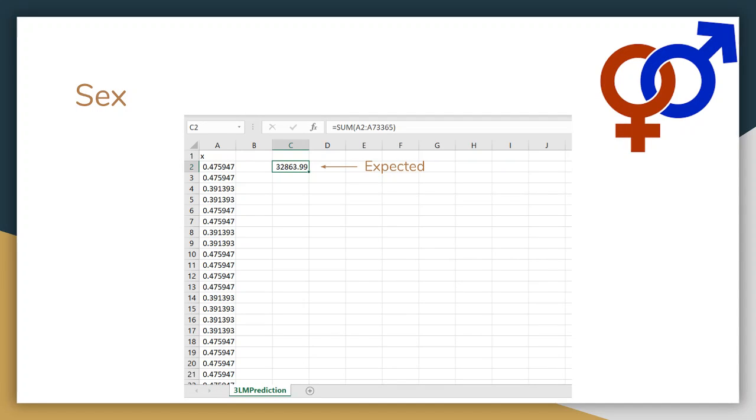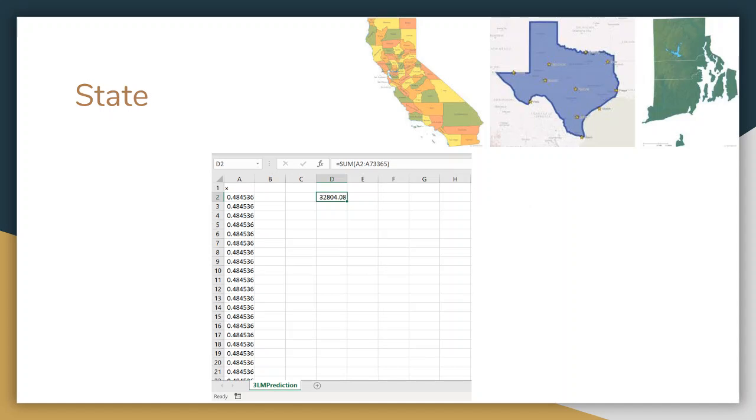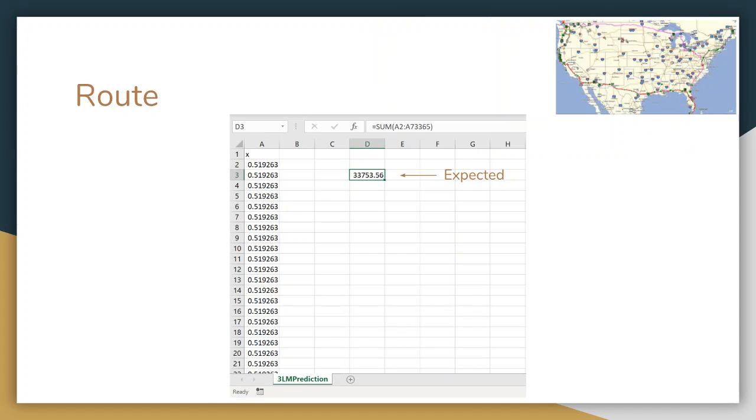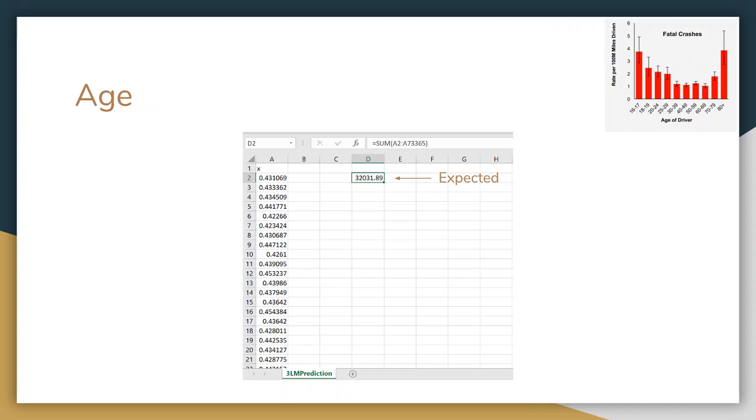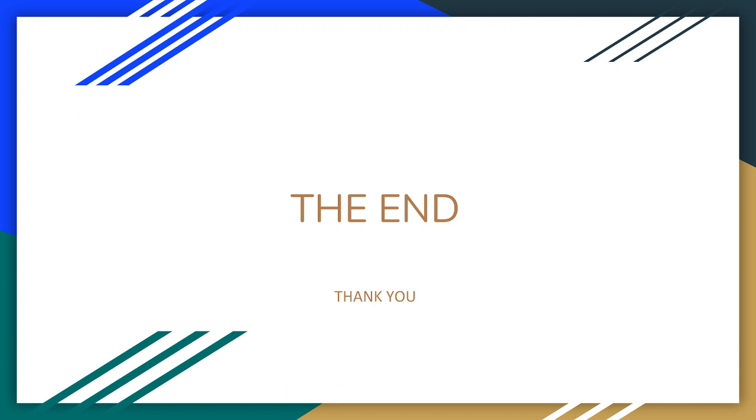So for sex, we predicted that there would be roughly 32,900 deaths. And for state, we predicted that there would be roughly 32,800 deaths. For route, we predicted that there would be roughly 33,800 deaths. And then age, we predicted that there would be roughly 32,000 deaths. And as you can see, all of our values were between 32,000 and 34,000, meaning that our data is precise and, if all goes well, accurate as well. Thank you.